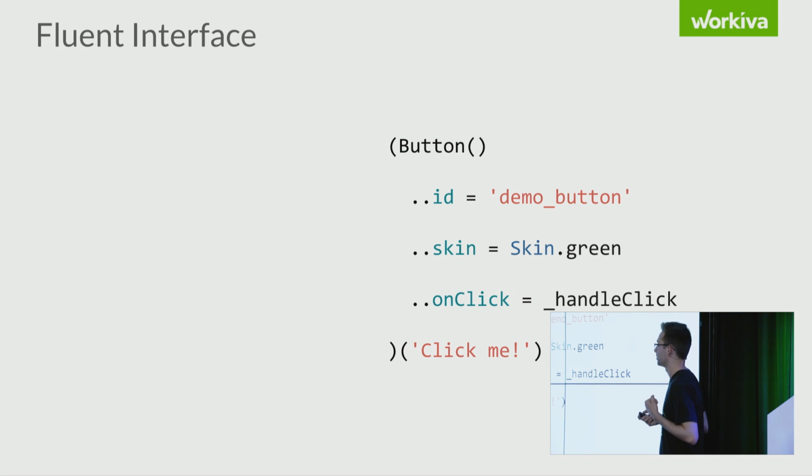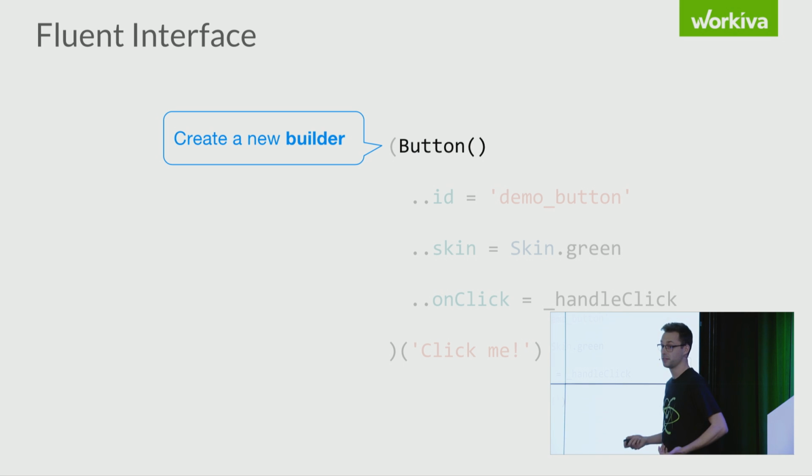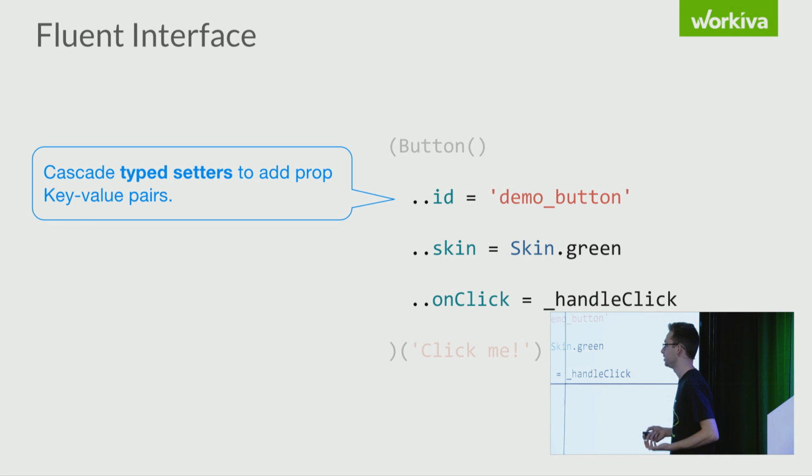So first, what happens when I'm consuming this custom button component is I invoke the button function to create a new builder. And then on this builder, I can use these typed setters to add prop key value pairs. In this case, I'm setting the ID prop to the demo button value. And I can cascade these using Dart's cascade syntax to add as many props as I want, all inline.